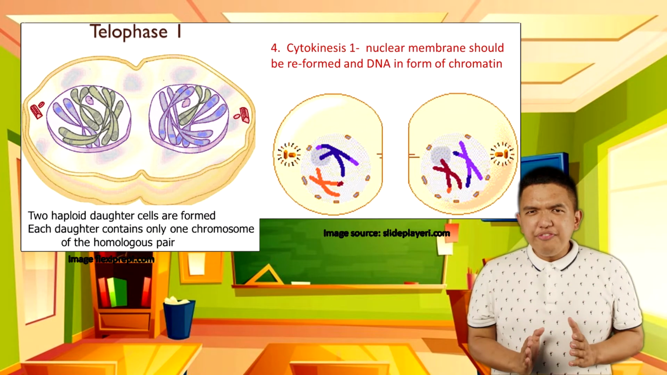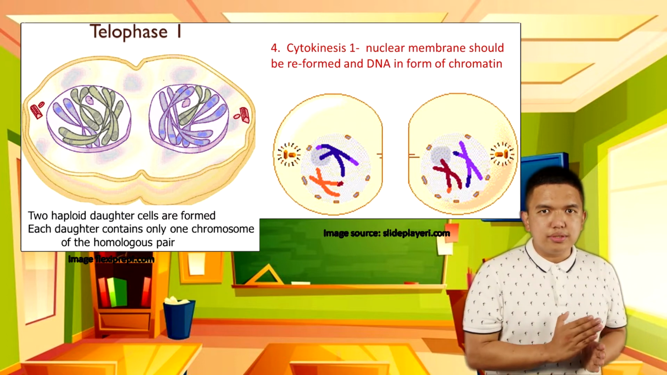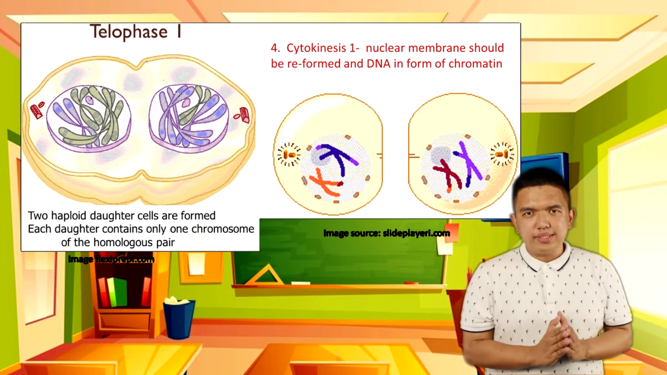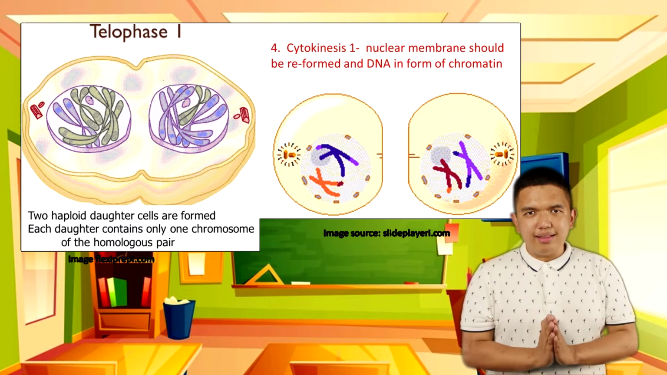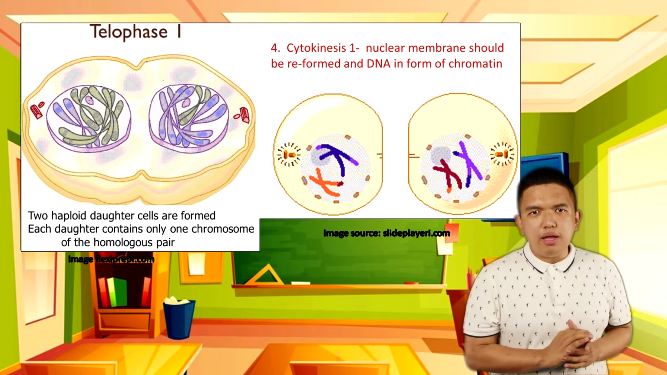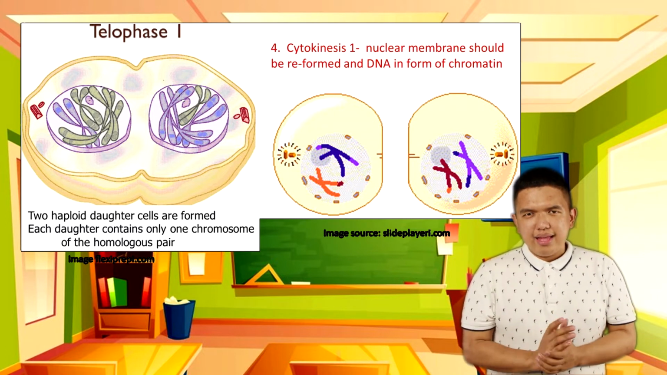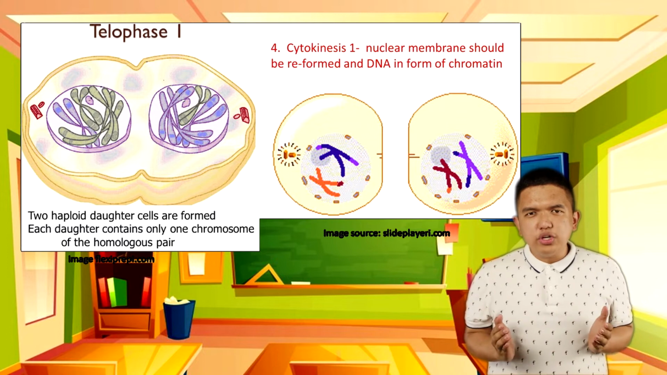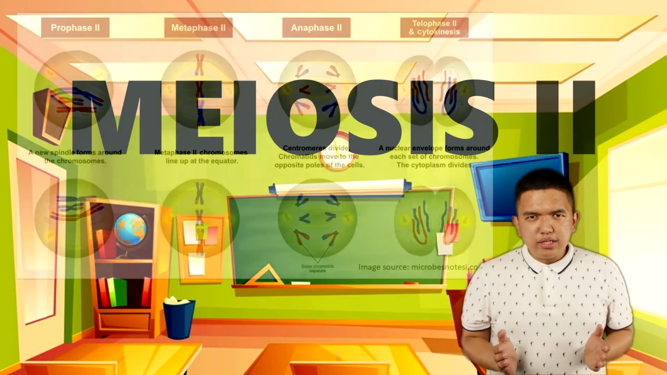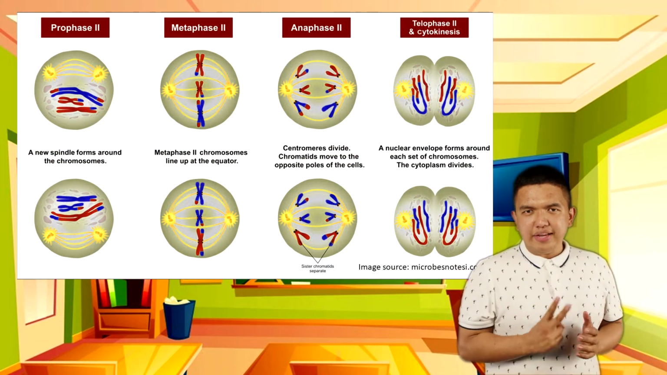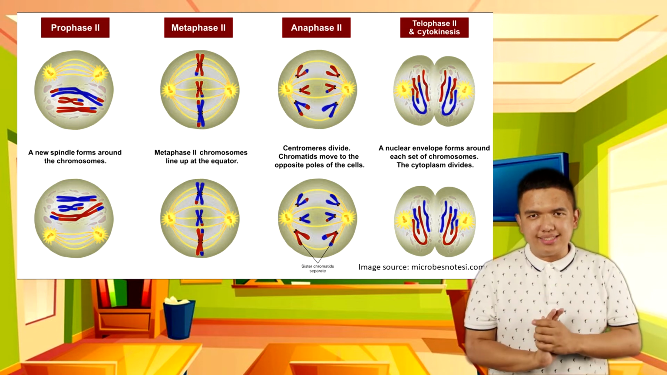Lastly, it will move to Telophase I, wherein two daughter cells are produced. The cleavage forms, thus cytokinesis begins. Each daughter cell contains only a haploid number of the chromosomes. This is where it gets different. After meiosis I, it will undergo another stage of division called meiosis II. This includes prophase II, metaphase II, anaphase II, and finally telophase II with cytokinesis.